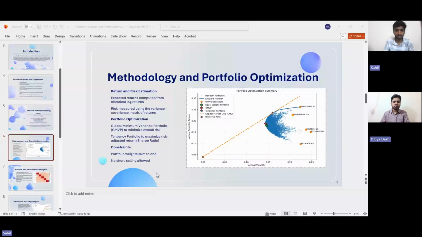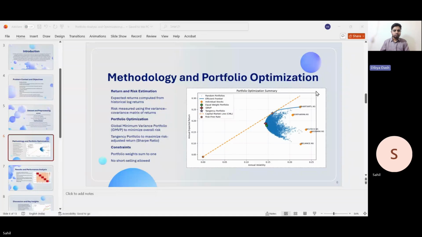Methodology and portfolio optimization. Let's walk through the methodology behind our portfolio optimization in a simpler way. We begin with the basics, estimating returns and understanding risk. To gauge returns, we use each stock's historical log returns, which offer a cleaner view of past performance. For risk, we do not just look at individual volatility, we also examine how the stocks move together. The variance-covariance matrix helps capture these relationships across all asset pairs.